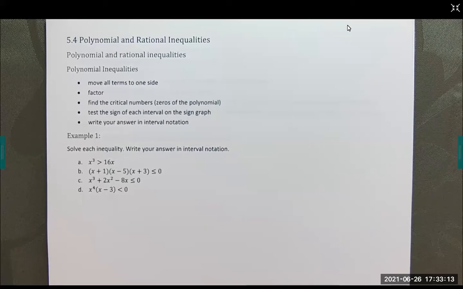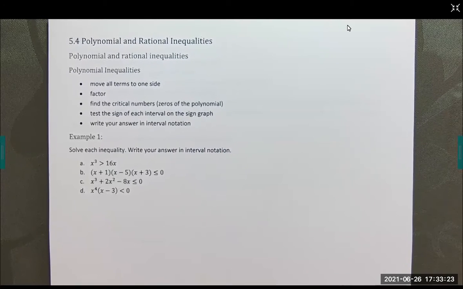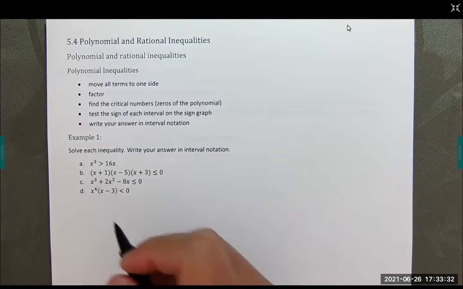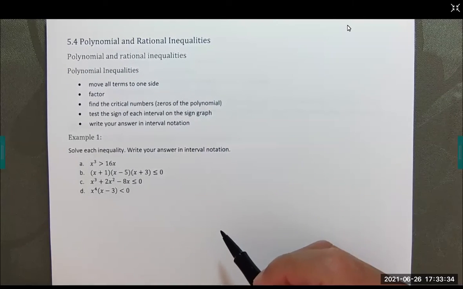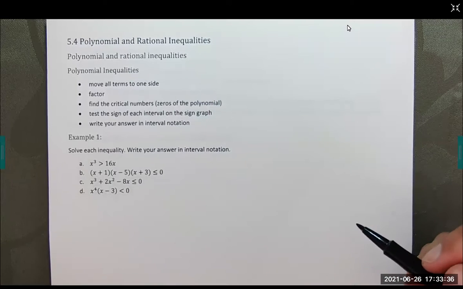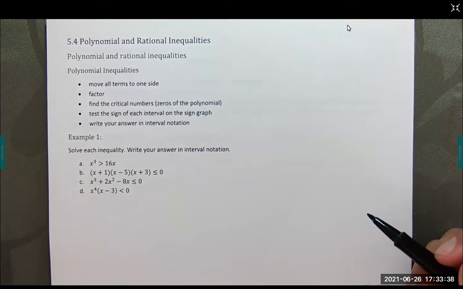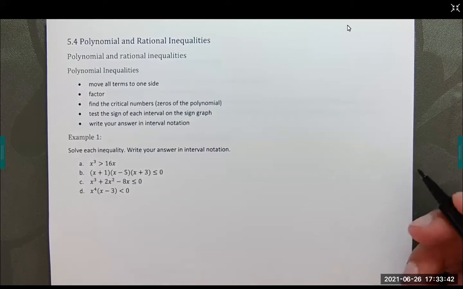Welcome back. We are in chapter 5.4, and we're going to talk about polynomial and rational inequalities. For the polynomials, I'm going to use the techniques that we just learned in sections 5.1, 5.2, and 5.3. Basically, what I want to know is when is the graph above the x-axis, when it's positive, and when is the graph below the x-axis, where it's negative.